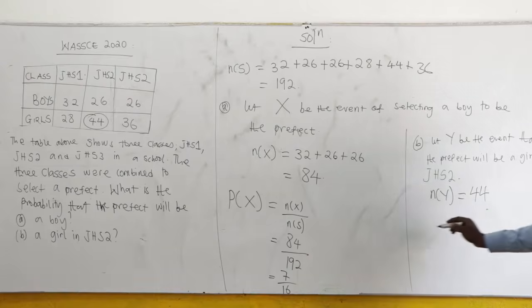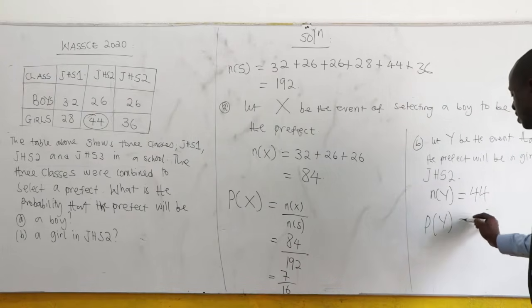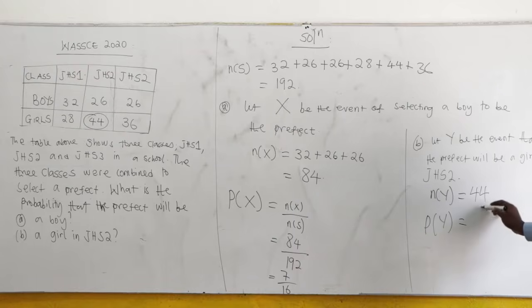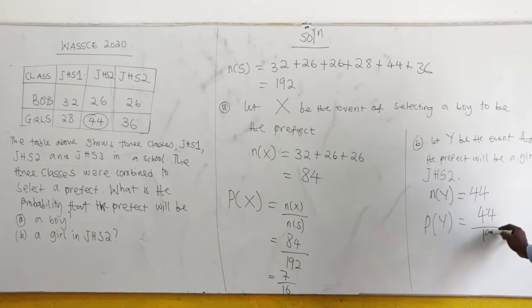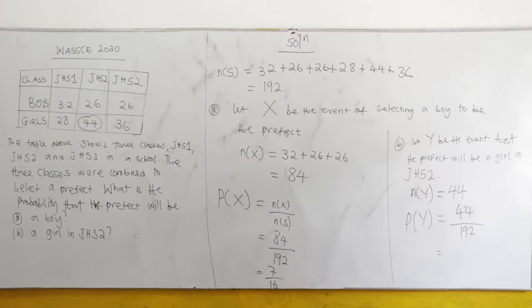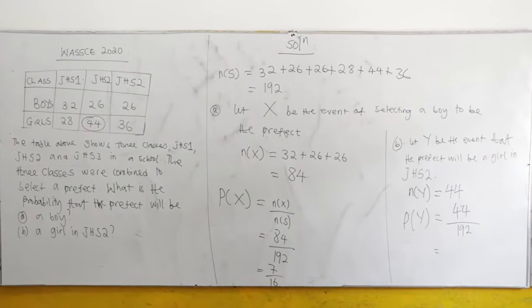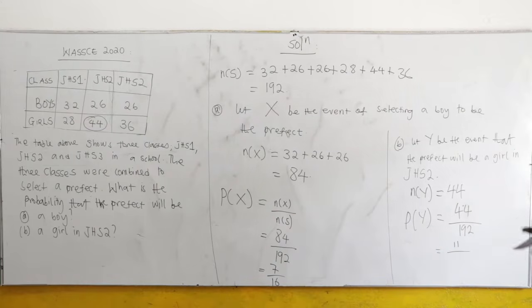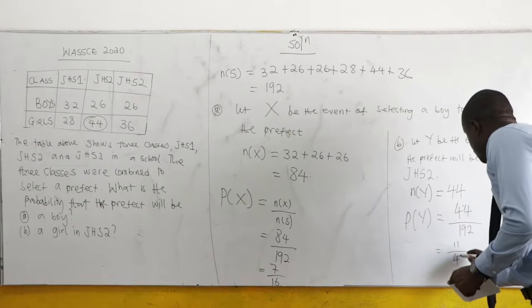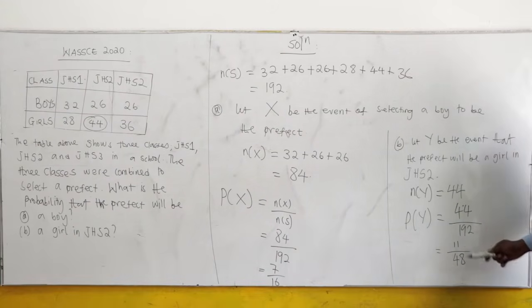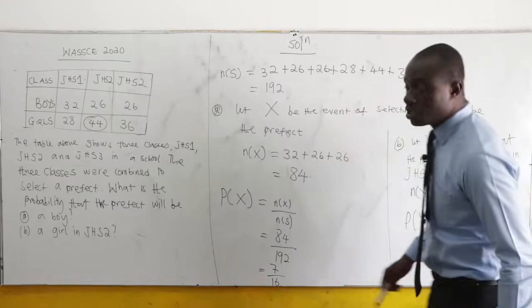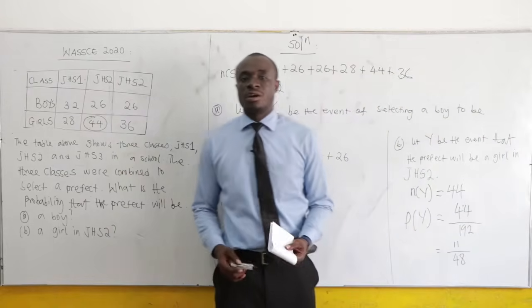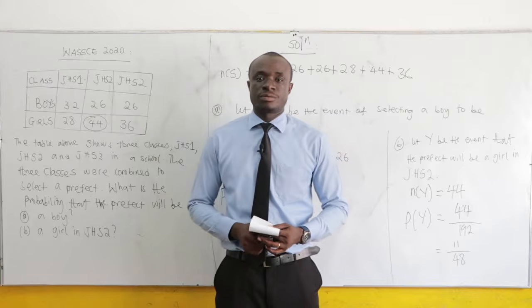Now, the probability that the girl will be in JHS2 is the number of events, that's 44, all over the number of sample space. And what is the sample space? The sample space is 192, the total. Now, 4 will go into 44, that is 11 times. And then 4 will go into 192, that is 48 times. So we have 11 all over 48. Probability is number of events all over number of sample space.